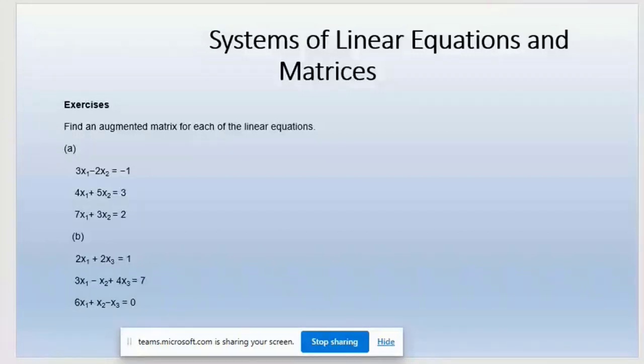Now, in this exercise, which is number A, let's talk about it, all of us. We have got this system of equations. In number A, it is 3x1 minus 2x2 equals minus 1, 4x1 plus 5x2 equals 3, and 7x1 plus 3x2 equals 2.